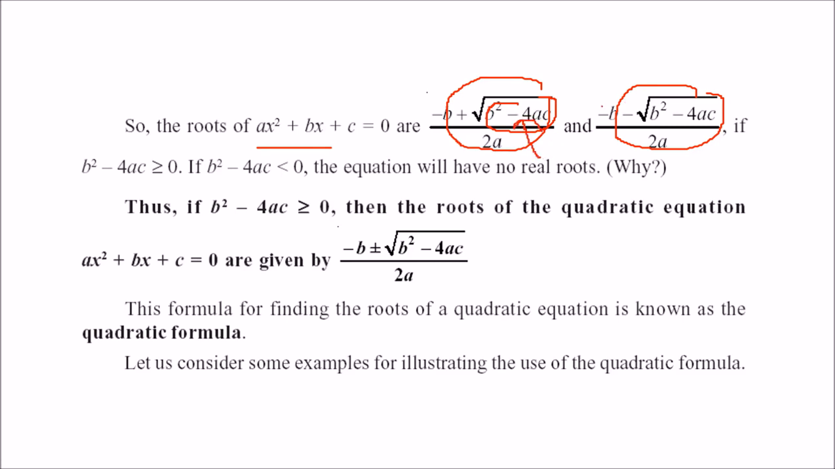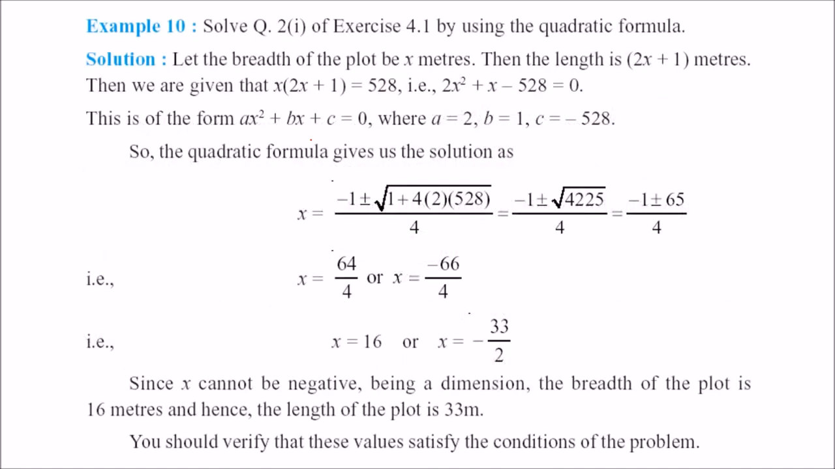Now this b square minus 4ac, if it is greater than or equal to 0, then we say this equation is going to have real roots. If b square minus 4ac is less than 0, we can easily say it will not have real roots, because this is negative. The root of a negative value we have not known till now. So this is the quadratic formula. We also call it the Sridharacharya formula.